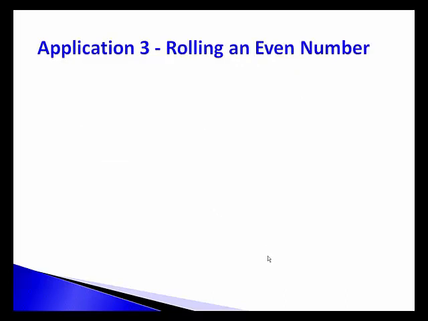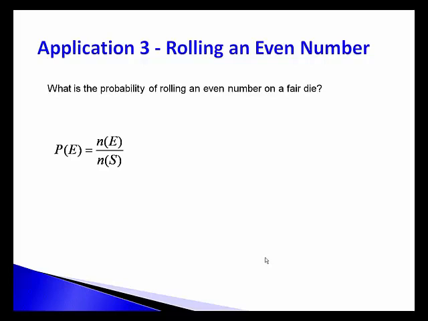Let's look now at application 3, which is rolling an even number. What is the probability of rolling an even number on a fair die? Well, once again, our probability is the number of outcomes that make it true divided by the total number of outcomes. There are still 6 things I can roll, but the question this time is, how many of them are even? Well, that one is, that one is, and that one is. So there are 3 outcomes that would make it true.